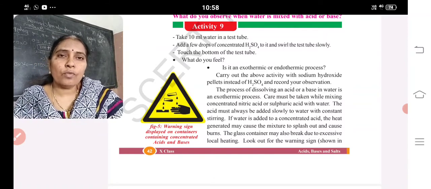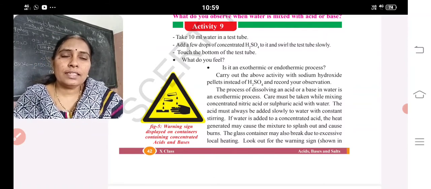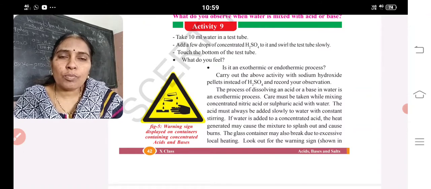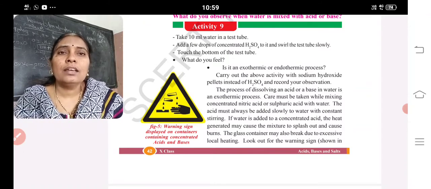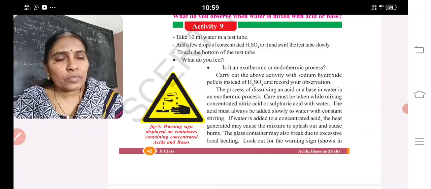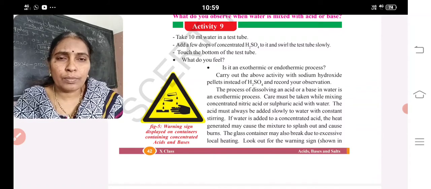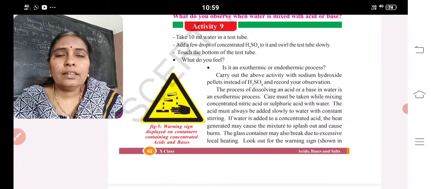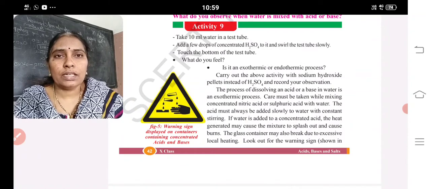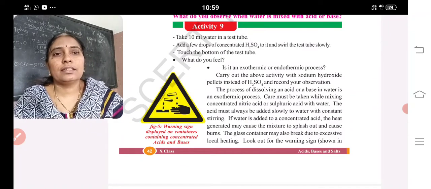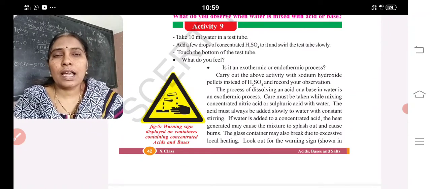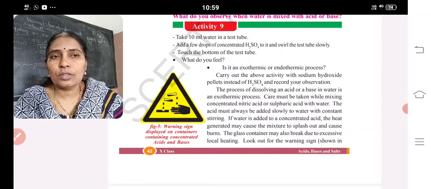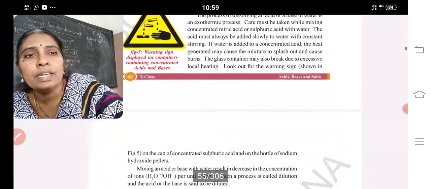Why? Because if water is added to the acid, what happens? A huge amount of heat is liberated and it may break your container, as well as cause burns on your body. So what is suggested? Always add acid to water, not water to acid. And this warning sign was once asked in your S7 exams also. This is also most important.